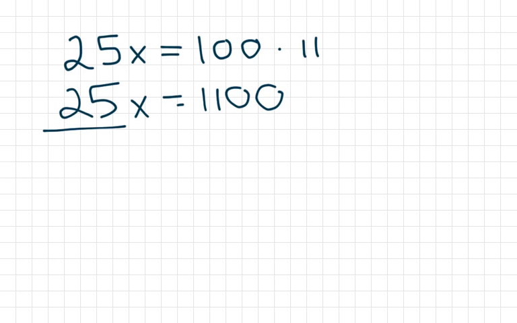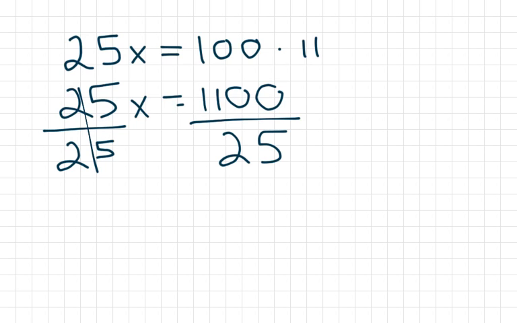And then in order to solve for x, we have to divide both sides by 25. And you find yourself with an expression that you have to solve. And if you don't have a calculator, 1100 divided by 25 is quite a feat. If you have a calculator, of course, it's very simple to calculate that the answer is actually 44.